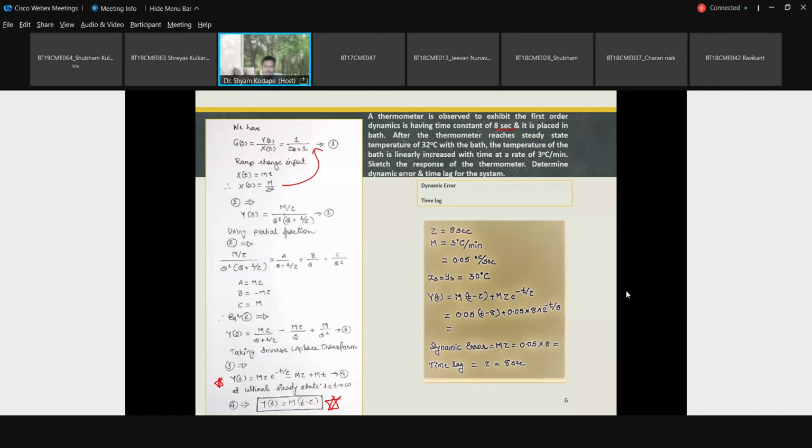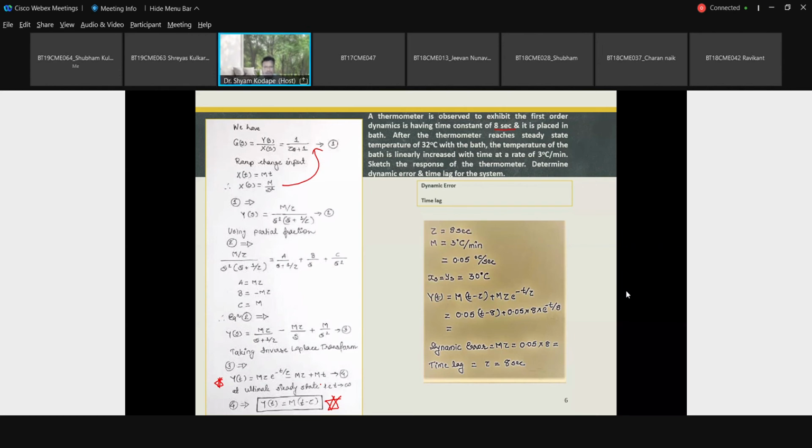T minus tau. See, the steps are the same. The only thing is that the format of the excess which we are introducing into the system is different, and because of that, the response equations which we are getting are different. Okay, is this okay? Any question on this?